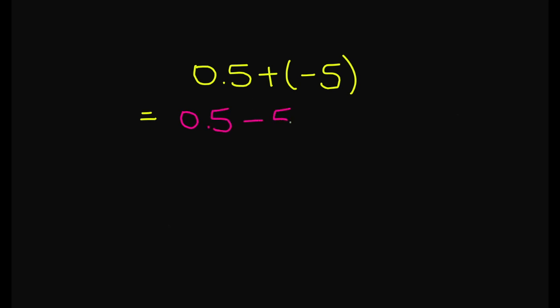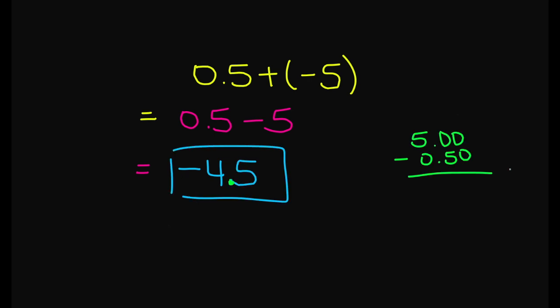What if you had 0.5 plus -5? So for this example here, it's going to be 0.5 minus 5. And by looking at this example here, 0.5 minus 5 is going to give us a negative 4.5 as our answer. And let's say you were trying to solve this without a calculator.